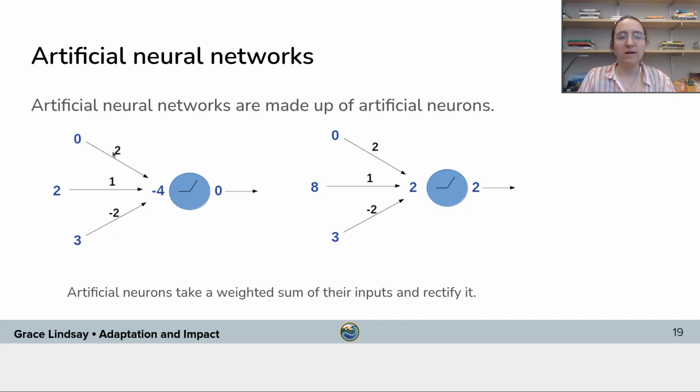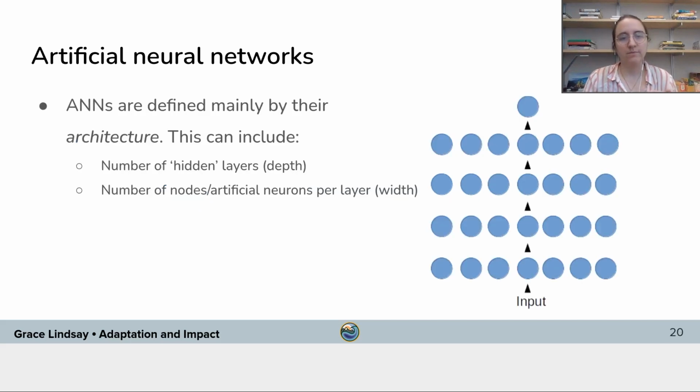And each of those inputs has a weight to it, so that's represented by the numbers on these arrows. You would multiply all these values, 2 times 0, 1 times 0, negative 2 times 3, sum them up. Here you get negative 4. Because that's less than 0, the output of this model is simply 0. In a different case, if the inputs were different, say this is an 8 instead of a 2, now the sum is 2, and so the output of the neuron is 2. And so that's all that these simple artificial neurons do in these models.